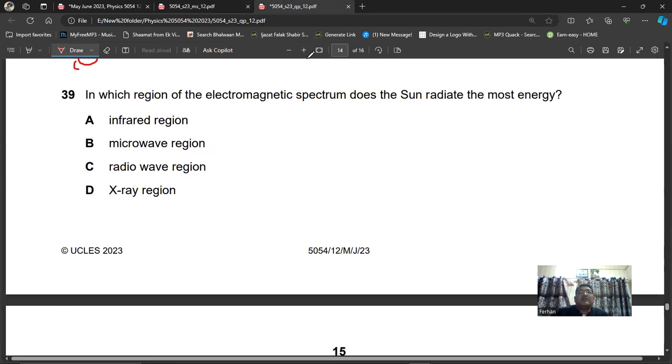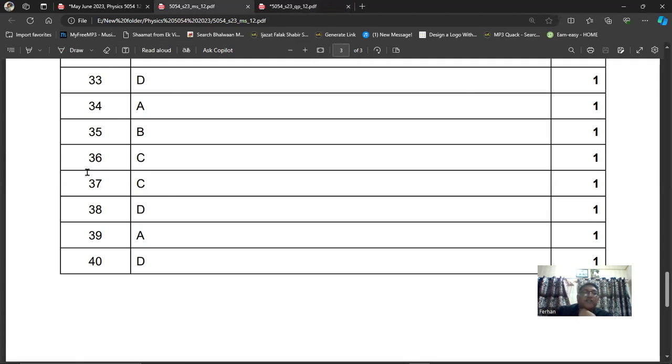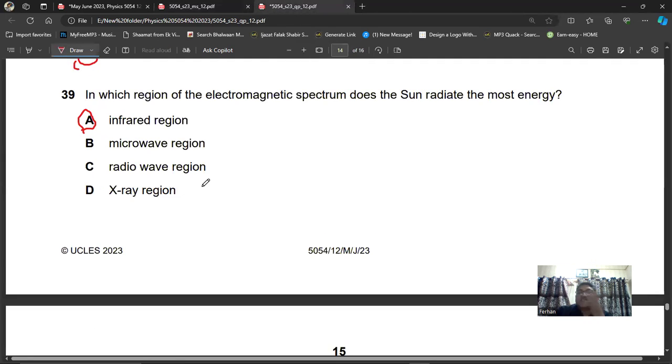Okay, question number 39 on your screen. In which region of the electromagnetic spectrum does the sun radiate the most energy? The most energy given out by the sun is obviously the heat, that is infrared. So infrared is the most energy. A is the choice. It's a fact. Question number 39, A is the choice. It's a fact, okay?